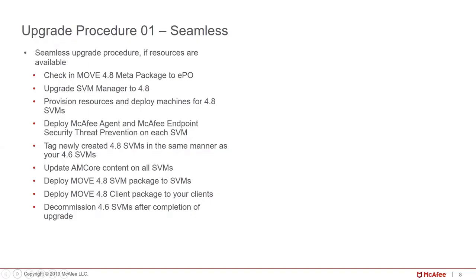This can be done in stages just to minimize network traffic, but it does need to be done all at once. You don't want to split up your Move upgrade over multiple days. And once this has been taken care of, you can go ahead and decommission your 4.6 SVMs and free those resources for the rest of your virtual environment.